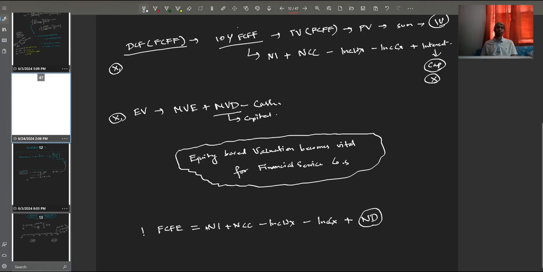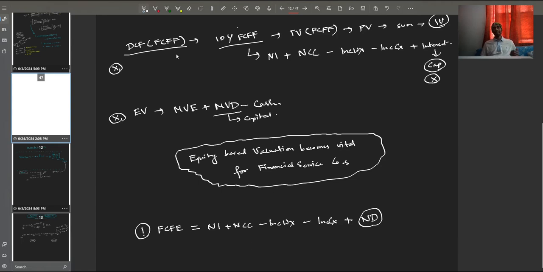We cannot use this. So what can we use? We will use a different expression for free cash flow to equity, and then we will be able to use DCF through FCFE also. We will see it in a while.